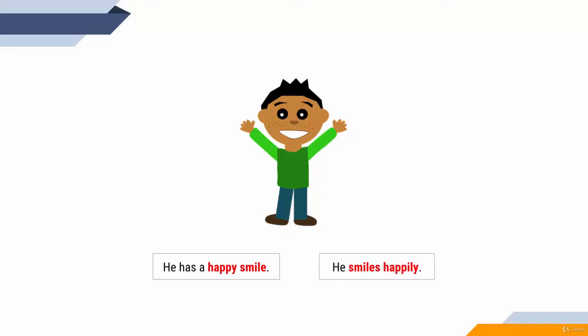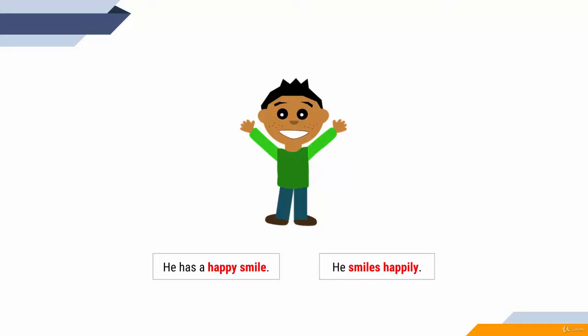So here's your first example. He has a happy smile. He smiles happily. In the first sentence, he has a happy smile. Happy is the adjective, right? Adjectives, you know, are placed in front of the noun they refer to.